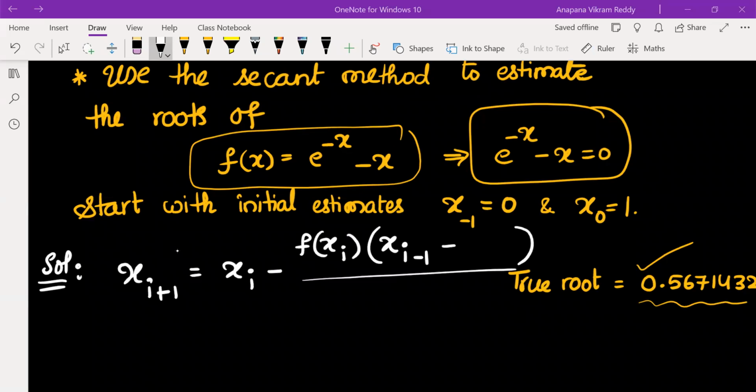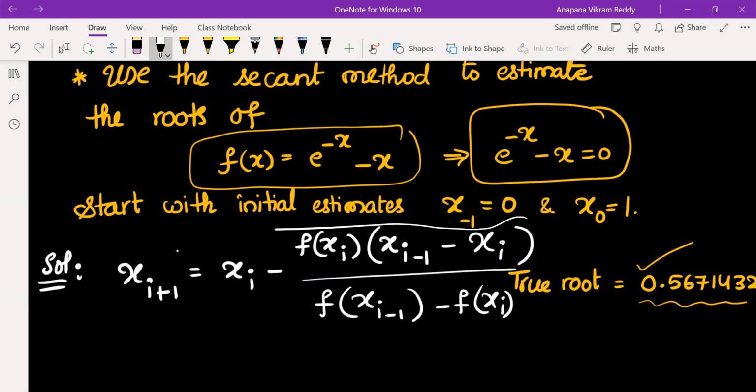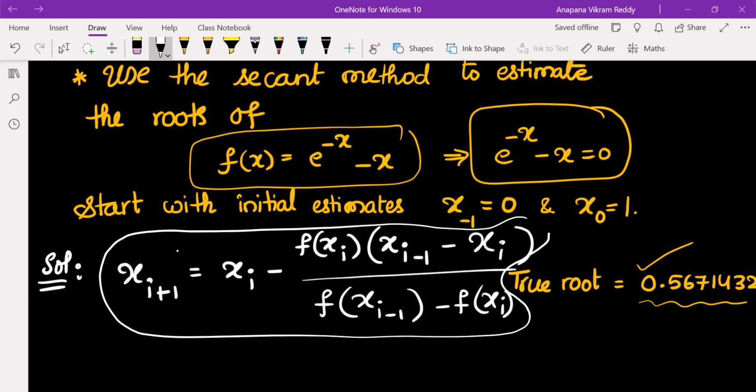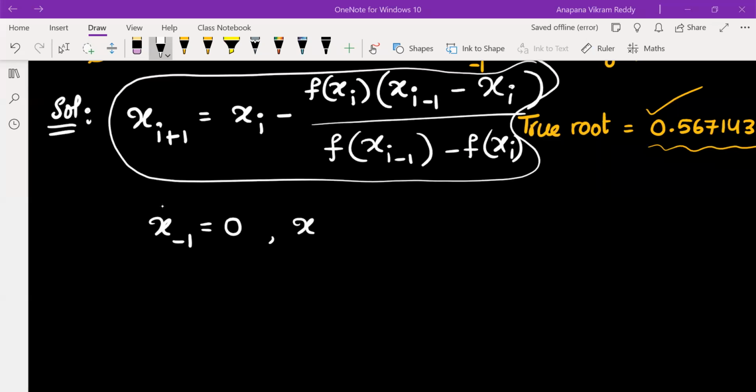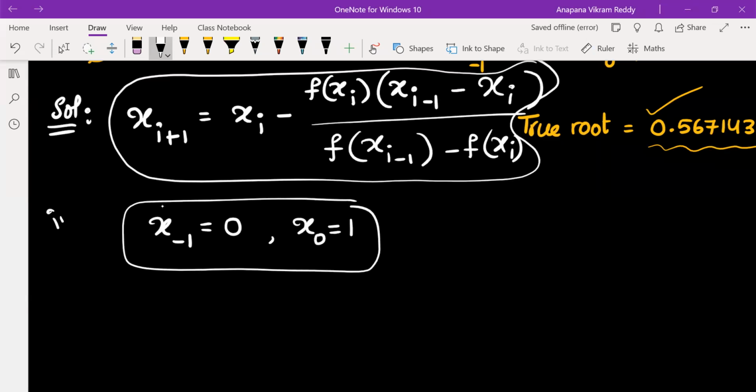x_{i+1} = x_i minus f(x_i) times (x_{i-1} minus x_i) divided by f(x_{i-1}) minus f(x_i), right? Use the formula and then do. So x_{i-1} is given to you as 0 and x_0 is given to you as 1. These are initial guesses given to you, all right?